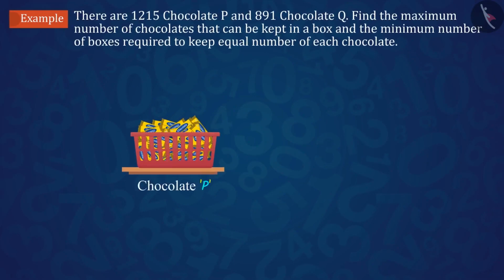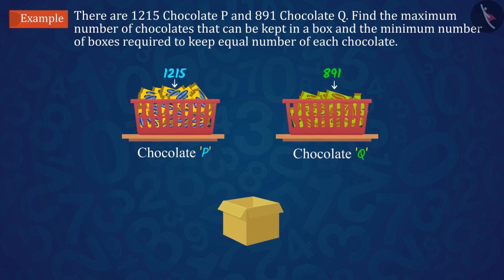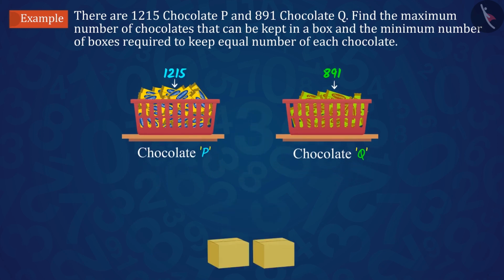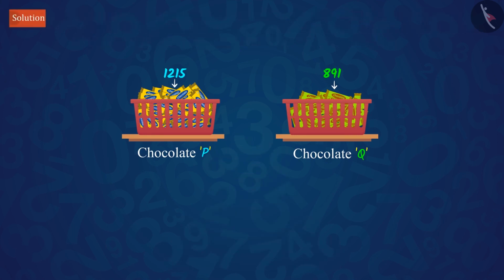The numbers of chocolate P and chocolate Q are 1215 and 891 respectively. What is the maximum number of chocolates that can be kept in a box, and how many minimum boxes are required to keep an equal number of each chocolate? You can also solve this by the hit and trial method.